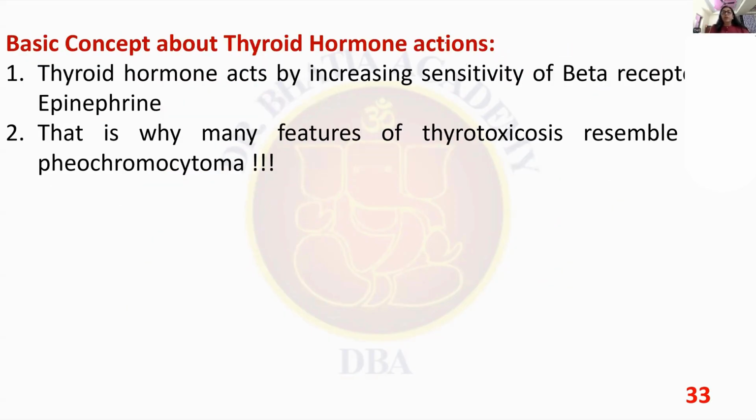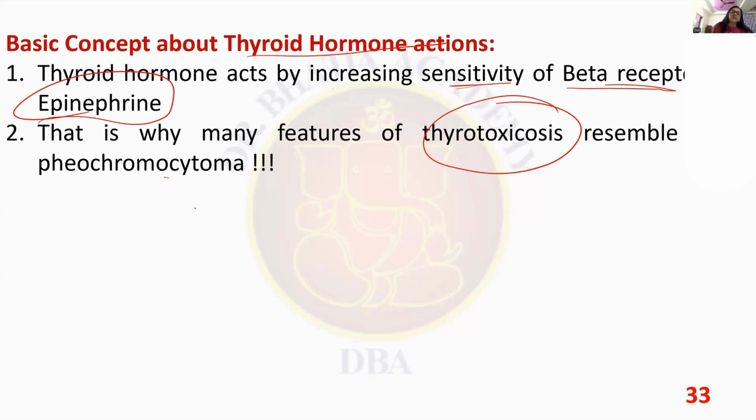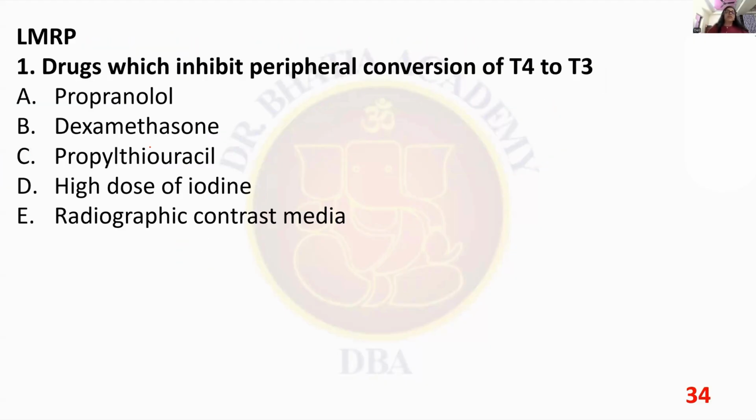So basic concepts about thyroid hormone action. Thyroid hormones act by increasing the sensitivity of the beta receptors to the epinephrine. That is why most of the features of thyrotoxicosis are the features of increased sympathetic activity. That is, features resemble pheochromocytoma. So features of pheo like tachycardia, palpitation, raise in blood pressure, sweating, increased appetite, polyphagia, you are more hungry, you go for your increased stool activity, weight loss. So these are all features of thyrotoxicosis.